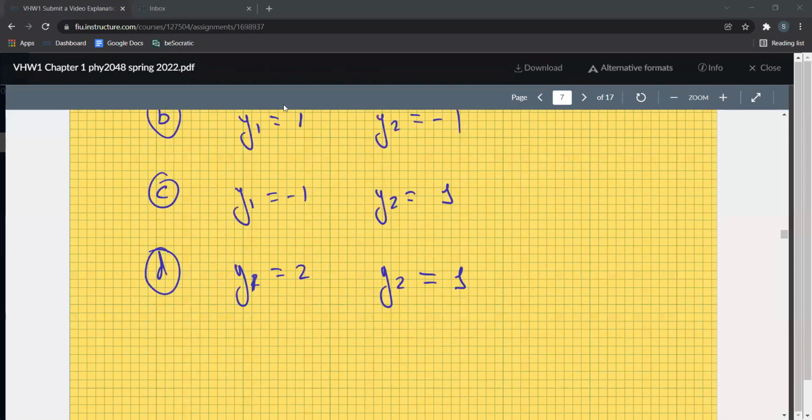And the final example here is your y initial being 2 and your y final being 1. Very simple question. So your change in y is 1 minus 2. Your change in y is -1.